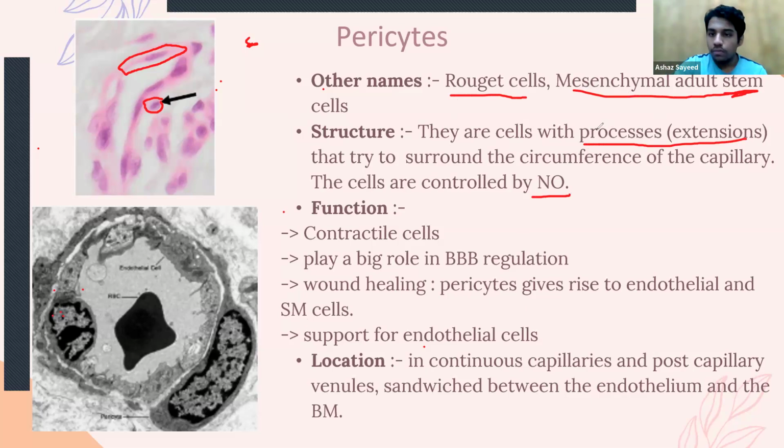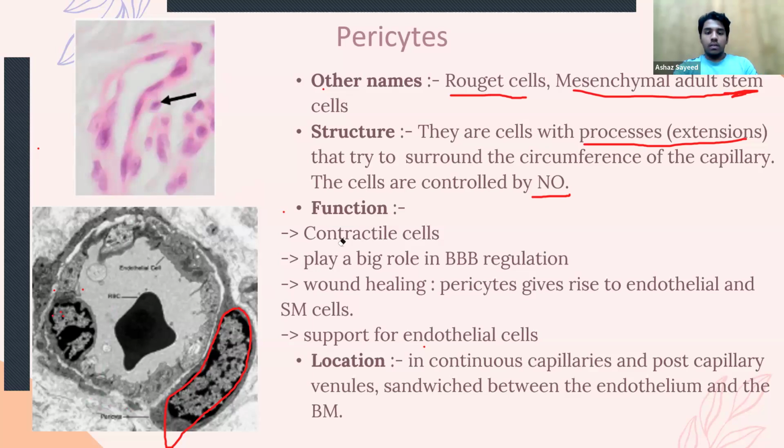Know that. Now, about the processes. Look here. These cylindrical cells right here are your pericytes. You see how it's going everywhere, trying to surround the capillary. It originated here and it's trying to surround the circumference of the capillary. These things are your processes right here.